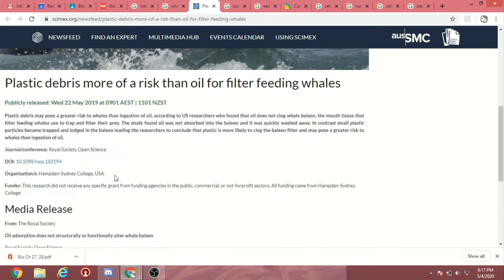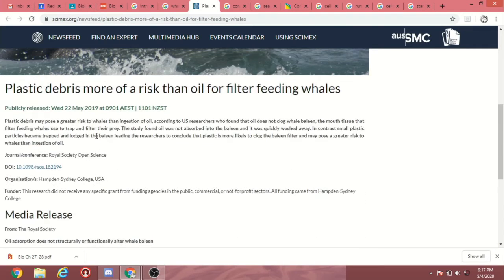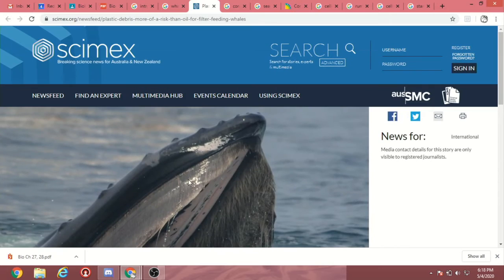But this article suggests after the study, they found that the small pieces of plastic will clog the baleen and may pose a greater risk to whales than ingestion of oil. They found that the oil was actually not absorbed into the baleen and that it quickly washed away. But small plastic particles became trapped and lodged in the baleen, leading to the baleen not working well.